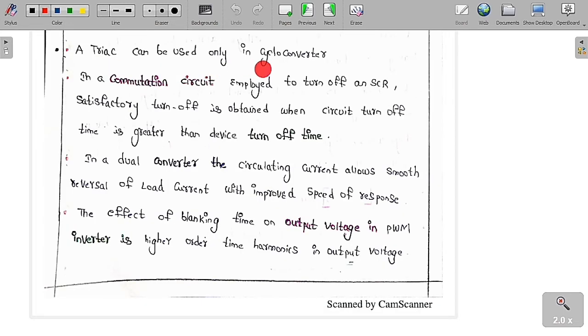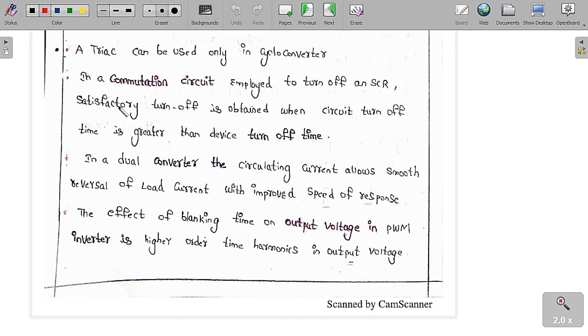A triac can be used only in cycloconverter. I have already told you, a triac can be used only in cycloconverter, but it is not used for highly inductive loads in cycloconverter. This is the point that you always have to remember. Triacs are basically used in cycloconverters, but not for highly inductive loads because of unacceptable asymmetrical operations.